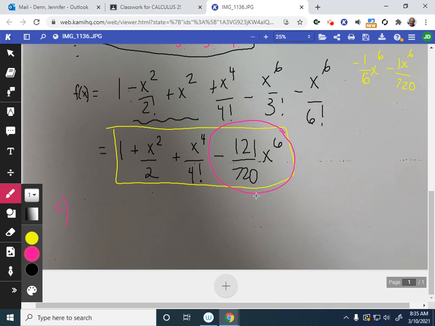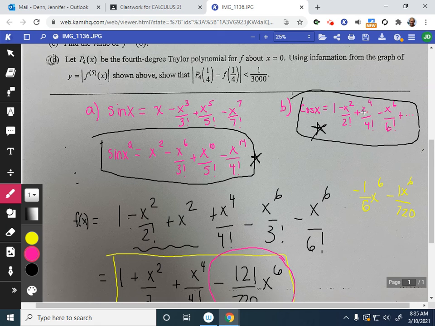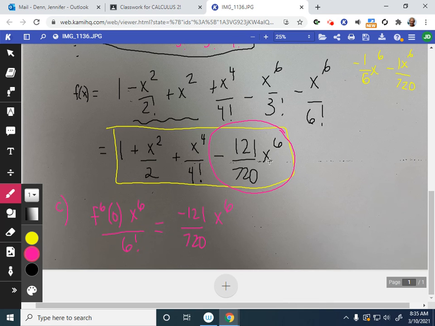Well, this is my 6th degree term. So we know that my 6th derivative at 0, pardon me, times x to the 6th over 6 factorial should be the same as whatever this reduced out to, negative 121 over 720 x to the 6th. So this is just to make sure this is clear again. I can write a series in multiple ways. I can write a series by combining two series, and I would get the same thing if I did it out with the Taylor series formula.